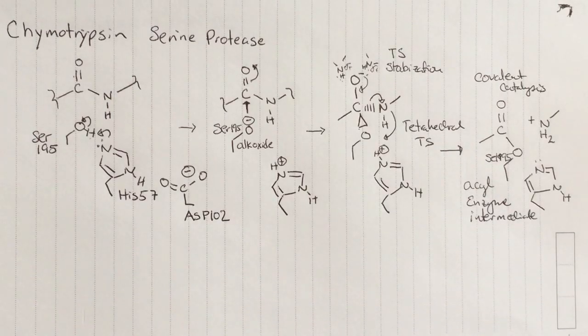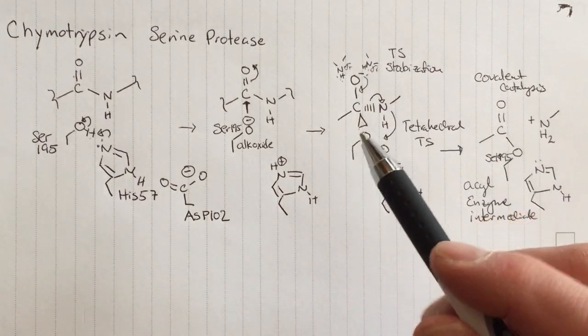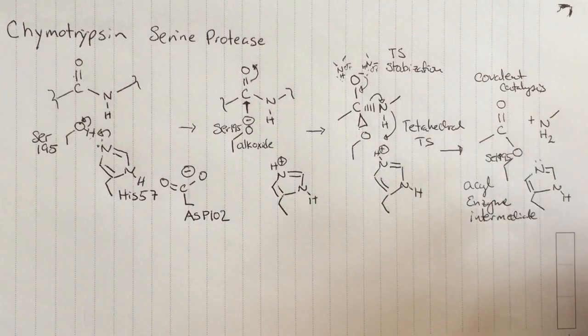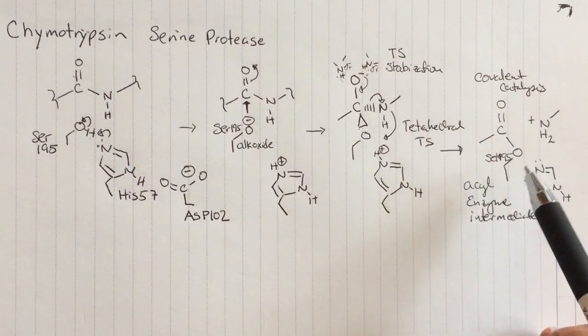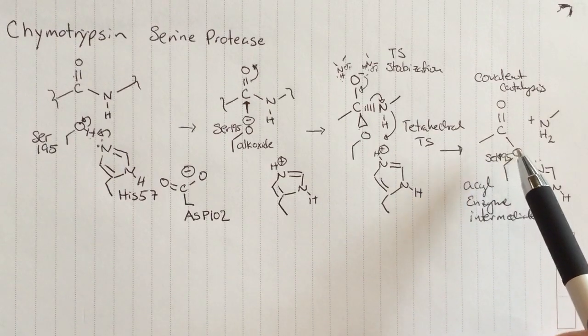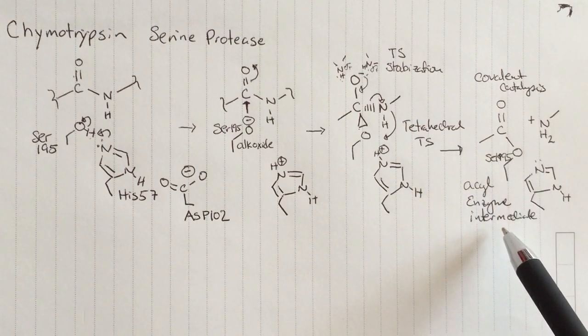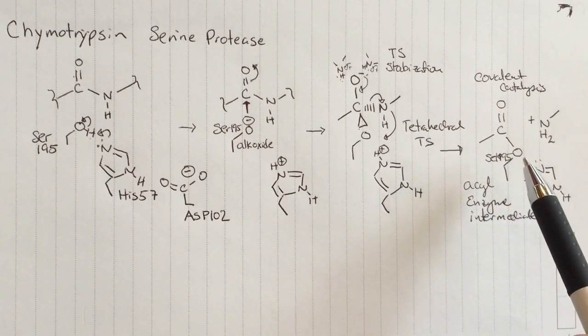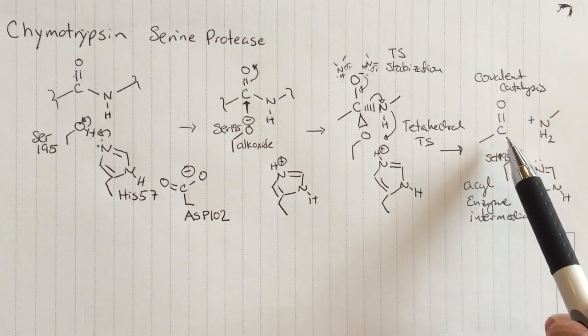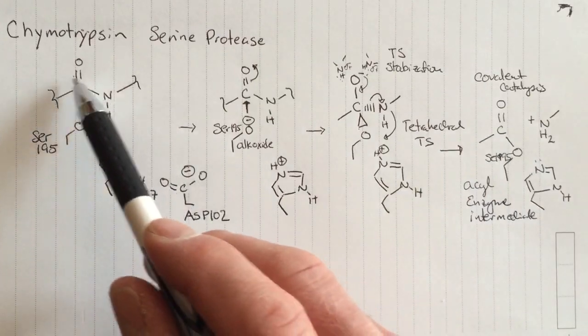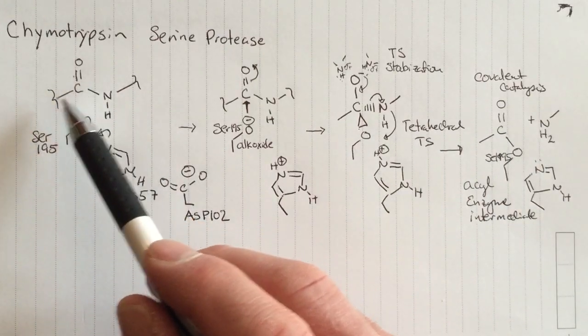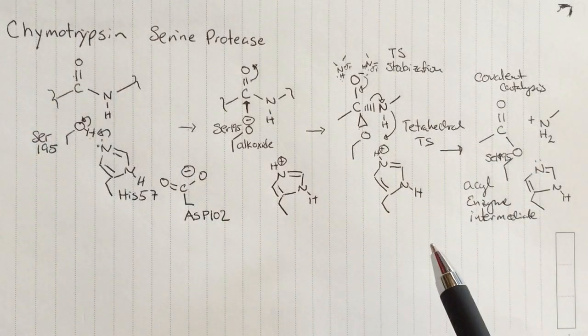Okay, so this is a continuation of the chymotrypsin serine protease mechanism, and where we left off last time, we had explained how we got to the acyl enzyme intermediate. This is a covalent attachment of serine 195 with the carbonyl carbon that used to be part of this peptide linkage connecting two amino acid residues.